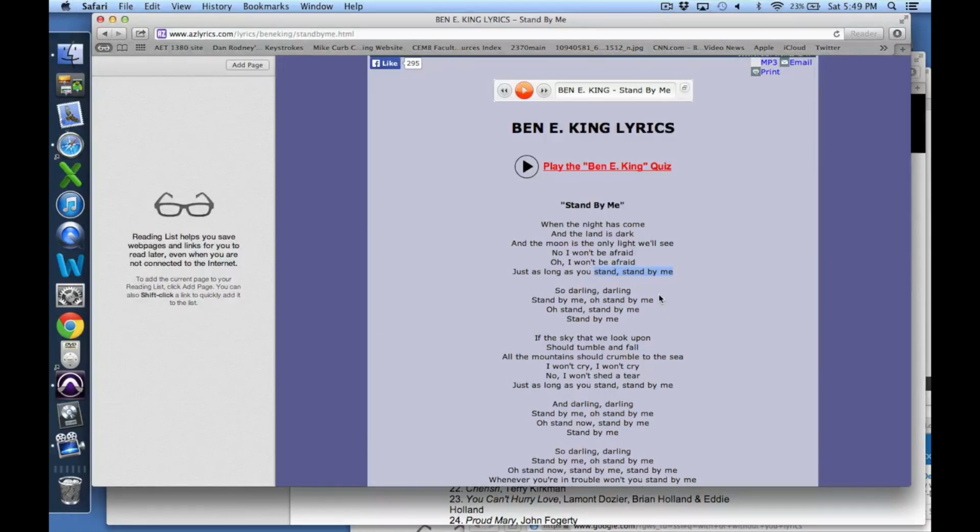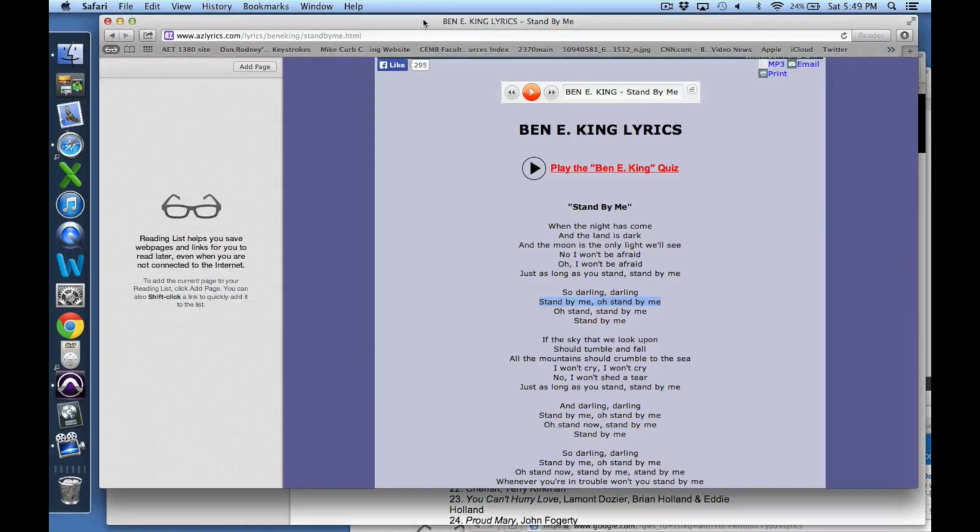And then look at how many times in the chorus. "Stand by me, oh stand by me, oh stand by me, stand by me." Once again, looking at it on paper, you're kind of like, wow, that's a lot. Maybe you're wasting space there, but I would argue that that technique draws in the listener and sells records.